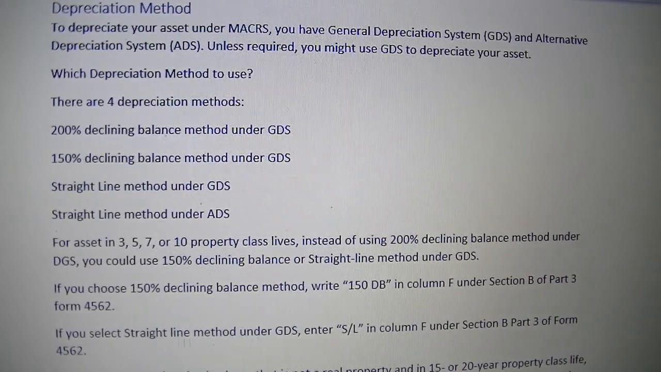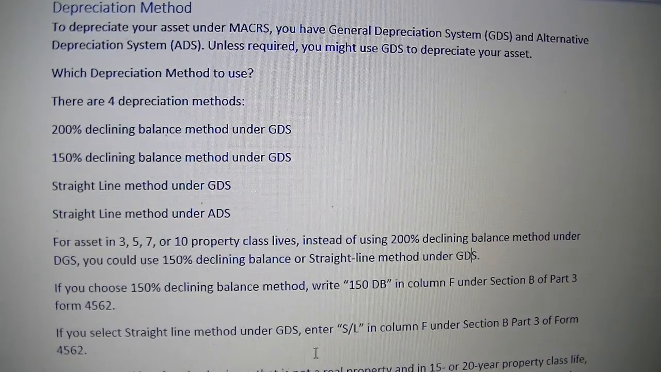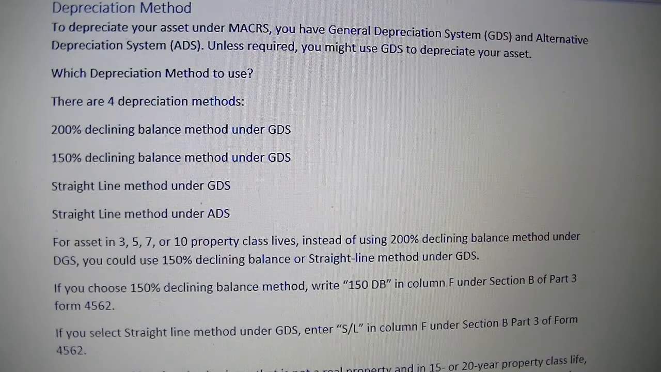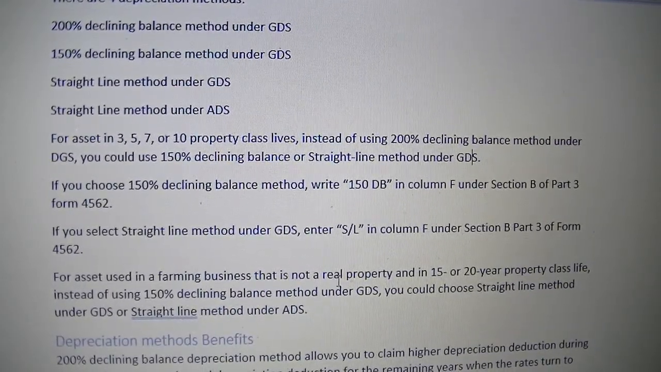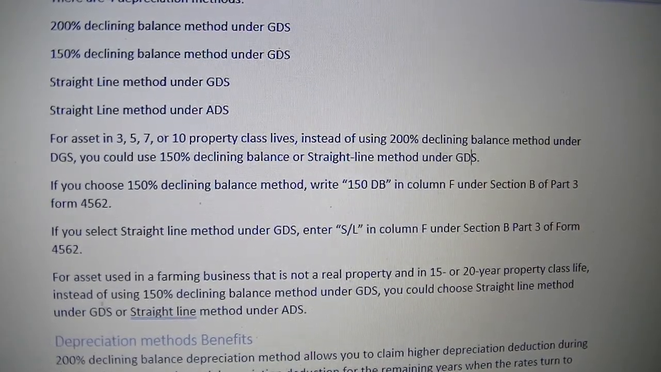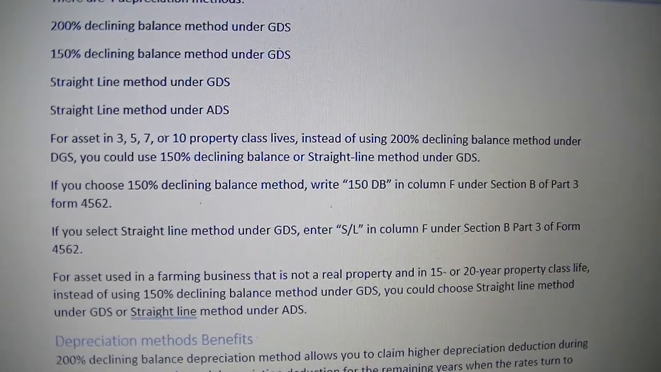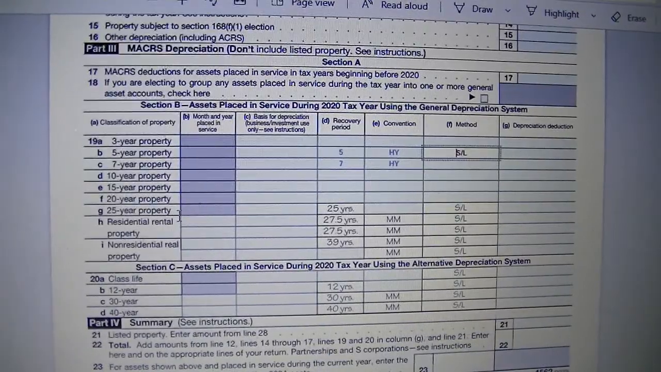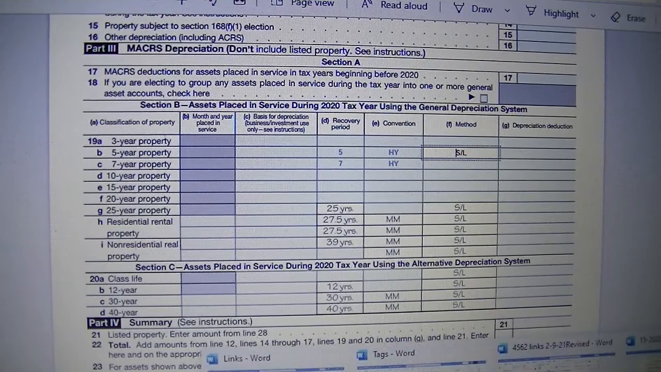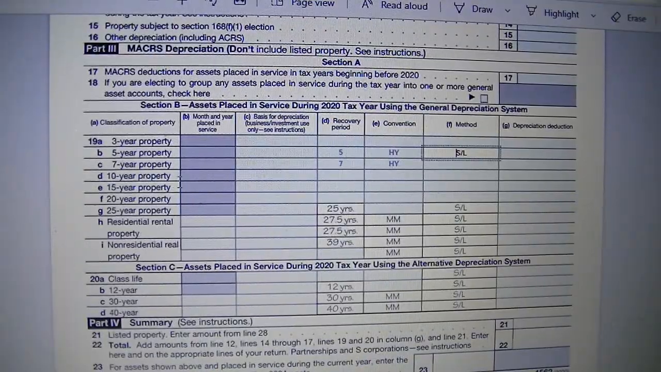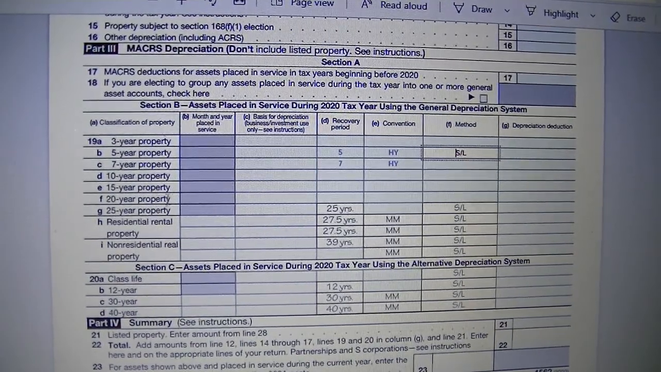And for assets in the farming business, there will be 15 and 20 year property class lives. Instead of the 150% declining balance method, you could choose straight line under GDS, the General Depreciation System, or straight line under the Alternative Depreciation System. For the 15 and 20, where you'll find a lot of farm equipment, I think the default is 150% declining balance. So you could use straight line under GDS or straight line under ADS.